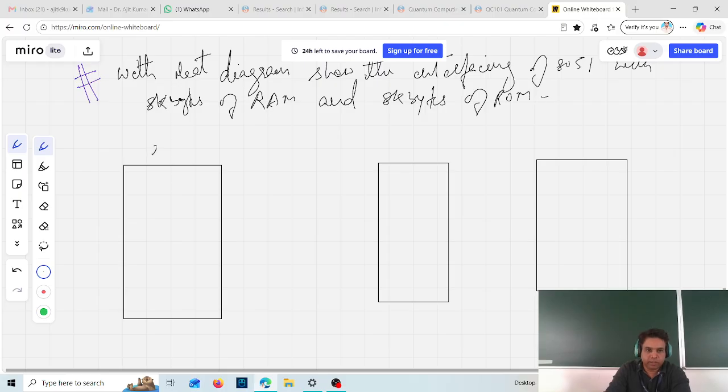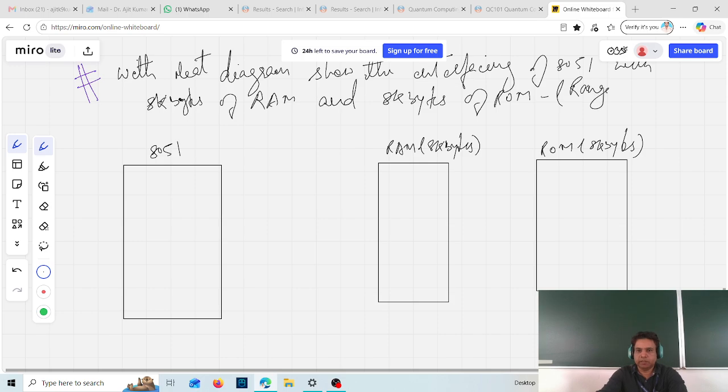Say this is 8051, this is your RAM, which is 8 kilobytes external RAM, and this is your external ROM, which is also 8 kilobytes. Fine. Now, when it is asking for interfacing a particular capacity of RAM and ROM, it is actually asking you to find the range of address. It is indirectly asking to find the range of address and the address decoder circuit, something like that.